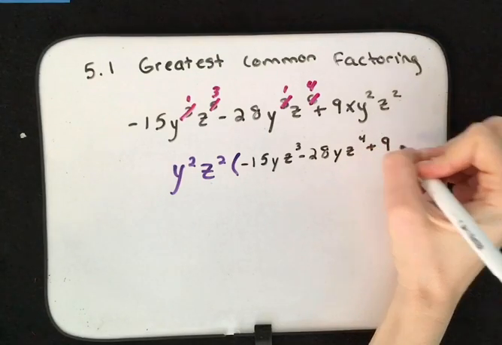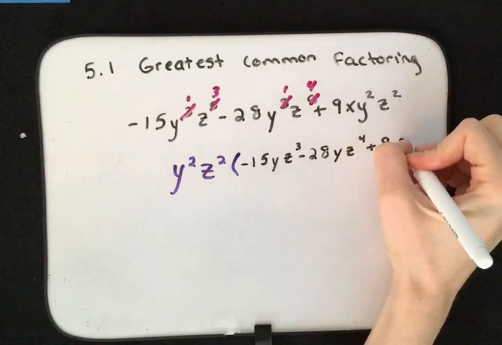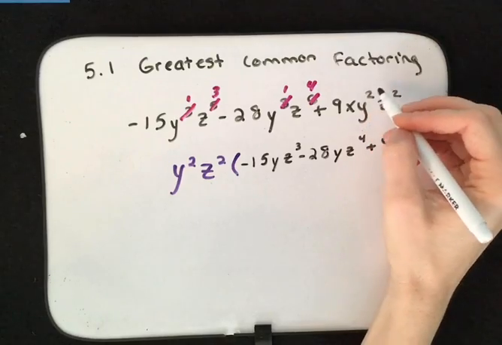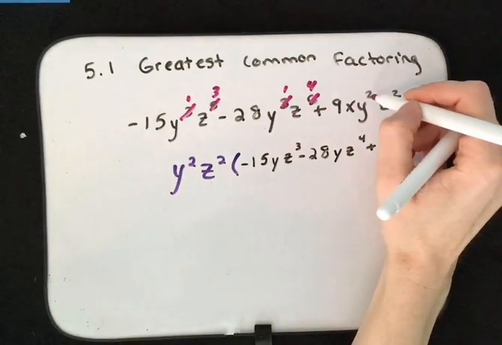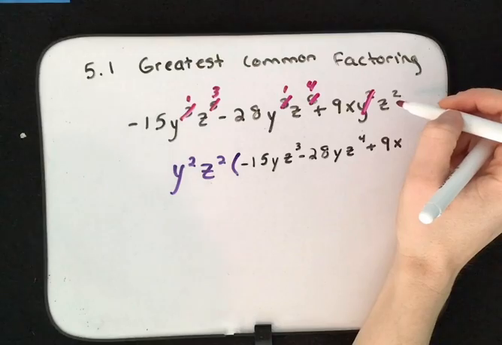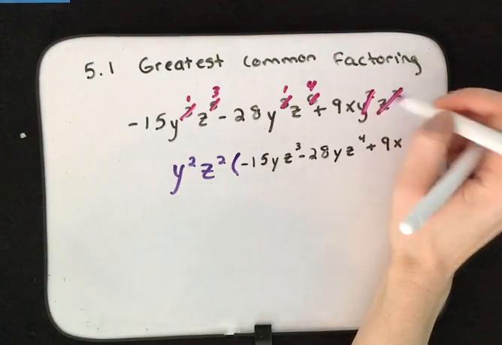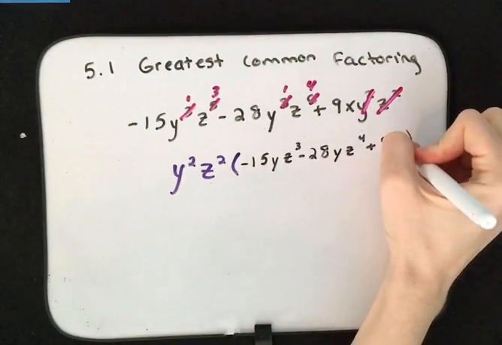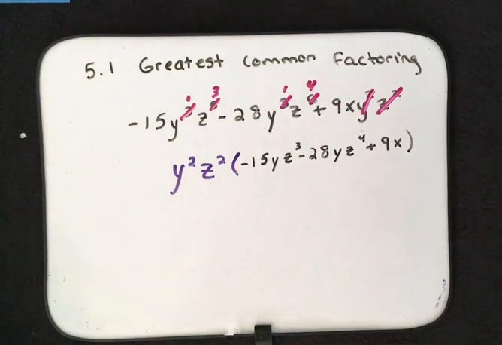We did not change anything with the 9. I did not have any x's to pull out. I pulled out y to the second, so I had y to the second, so that's gone. I pulled out z to the second. I had z to the second, so that's gone. So this would be the factored form.